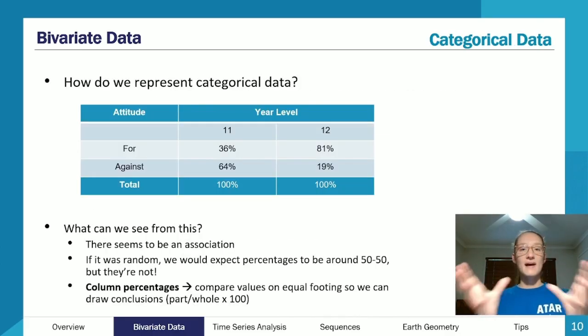So bringing it back again to what I was talking about earlier with how do we represent our different types of data. So how do we represent categorical data?